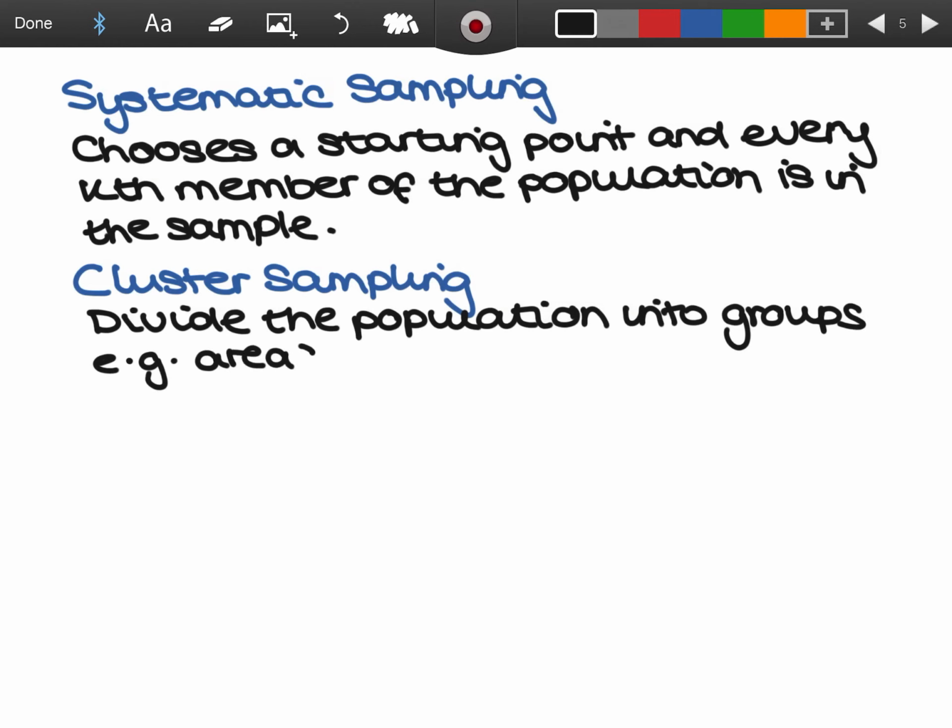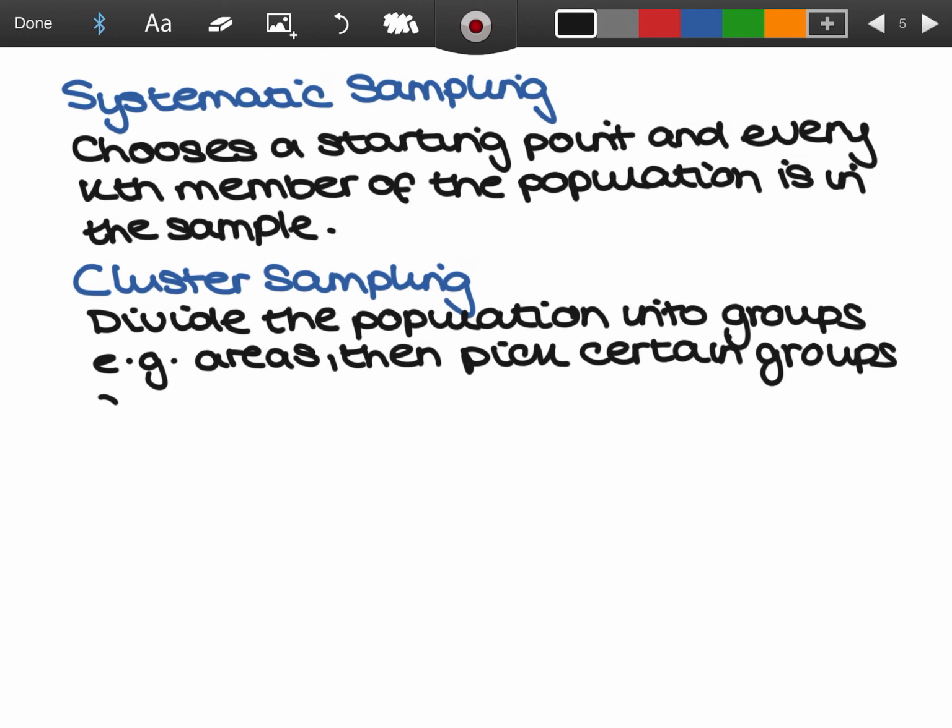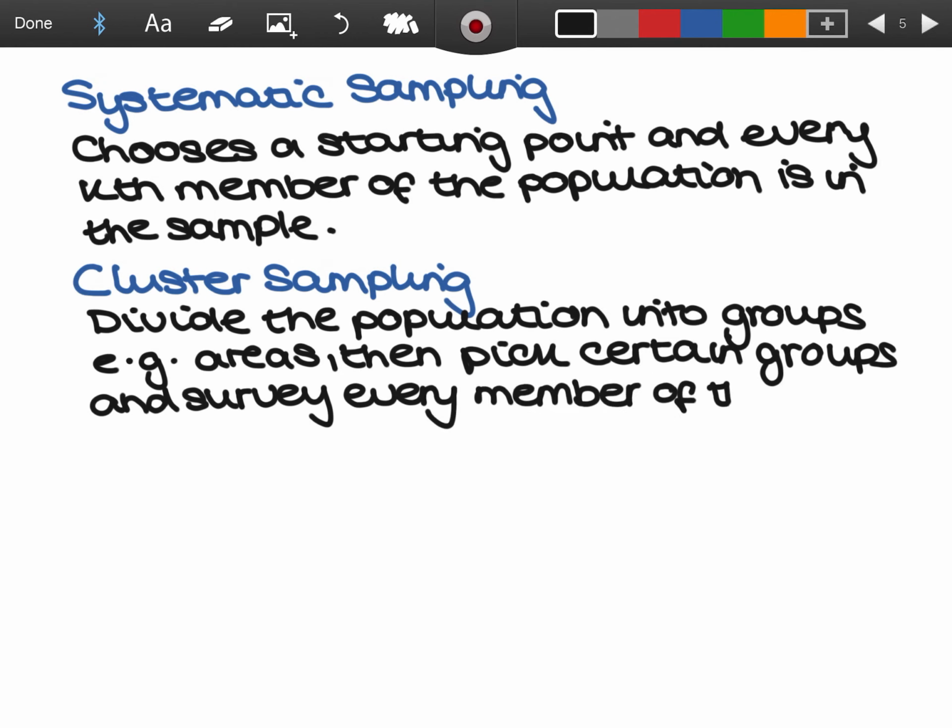Okay. Classic example is dividing the country into areas or states in this case, whatever you might choose. So you divide the population into groups. And then what you're going to do is you're going to pick certain groups and you're going to survey every member within that group. So then pick certain groups, and survey every member of those groups.